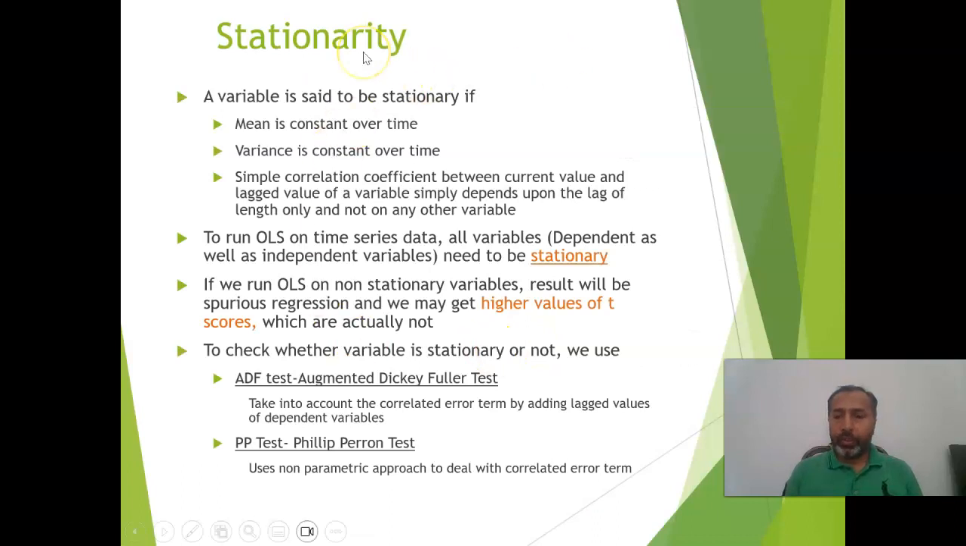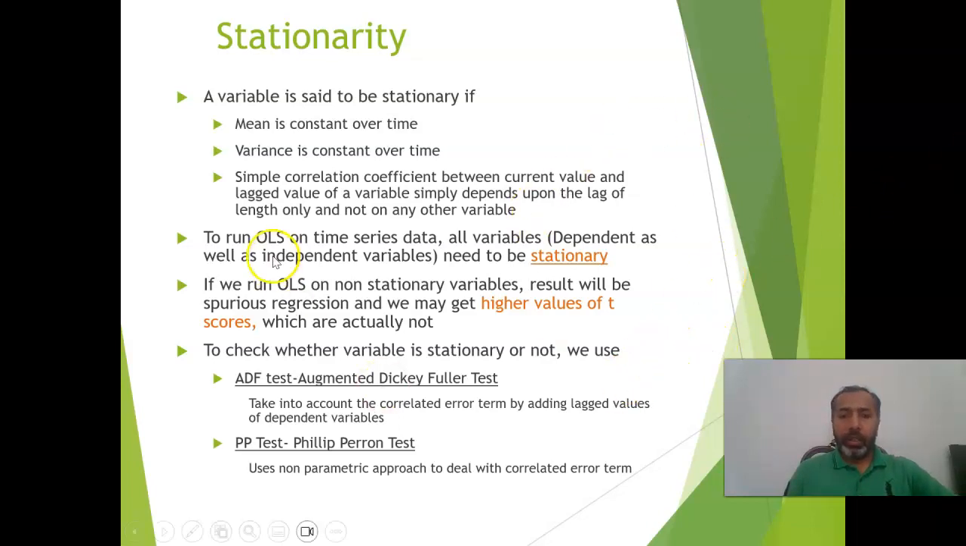Stationarity is the first step to start time series analysis. A variable is said to be stationary if its mean remains constant over time, its variance remains constant over time, and the simple correlation coefficient between the current value and the lagged value of a variable depends only upon the length of the lag, and not upon any other variable.